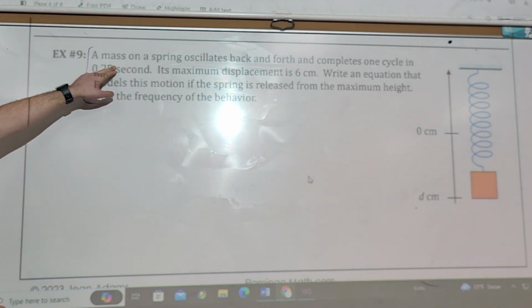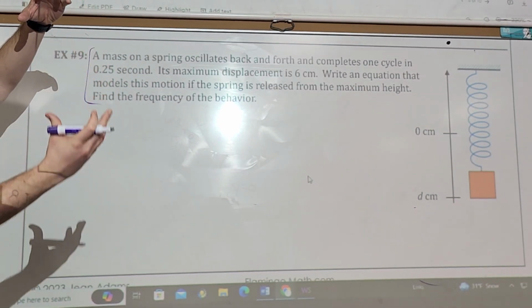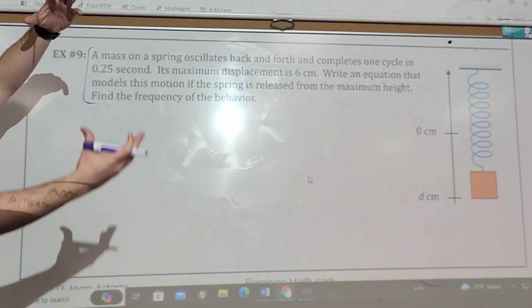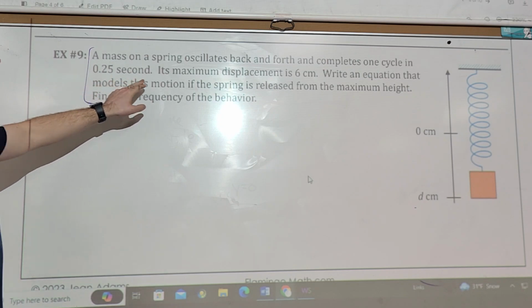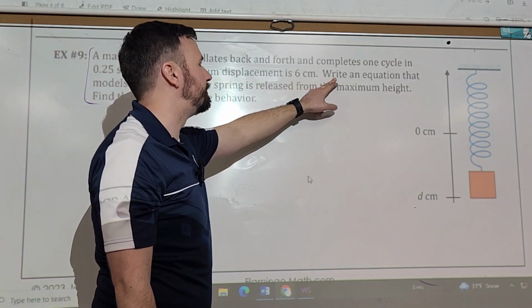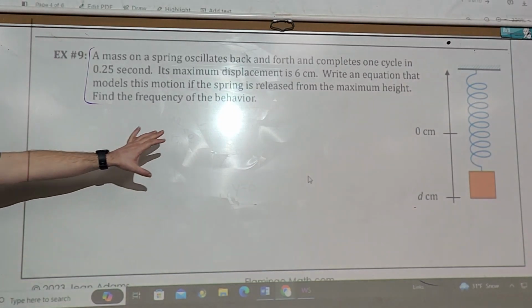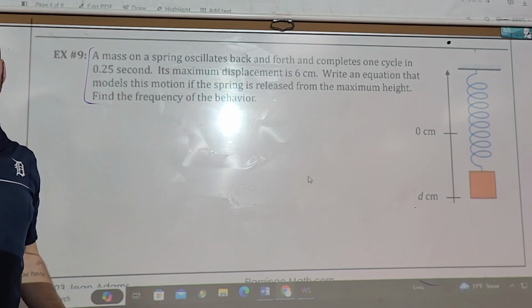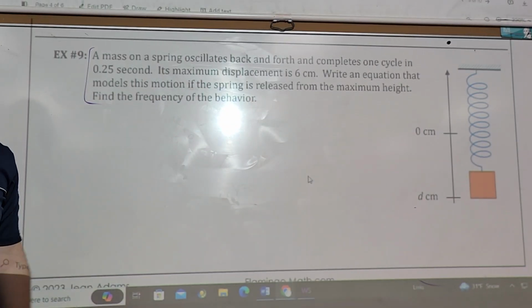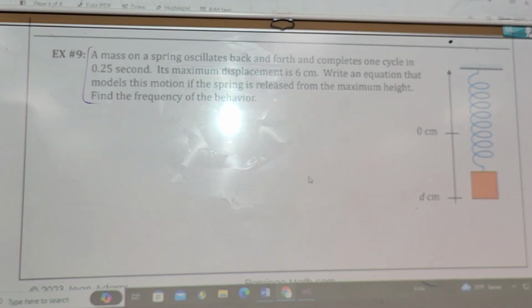Same car. All right, a mass on a spring. So if I drop it, what's that going to do? It's going to bounce, right? It completes one cycle in 0.25 seconds. Its maximum displacement is 6 centimeters. Write the equation for it. I can't guarantee it, but I almost guarantee you're going to see a problem just like this. Well, I know you will on testing here. And on the AP test, I almost guarantee it. These are really common problems.